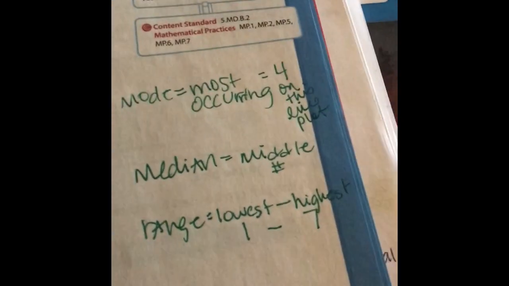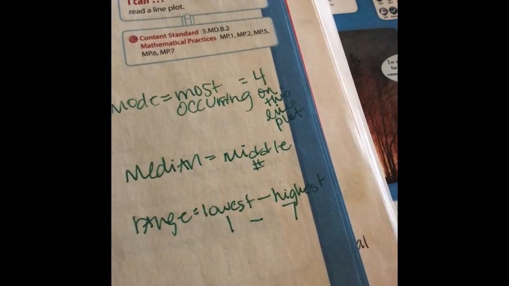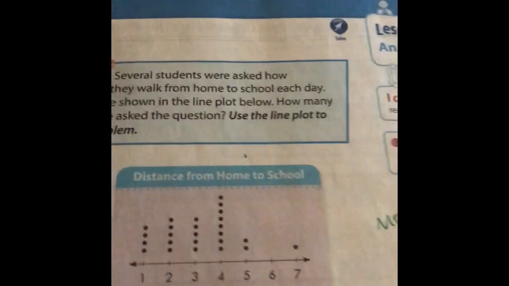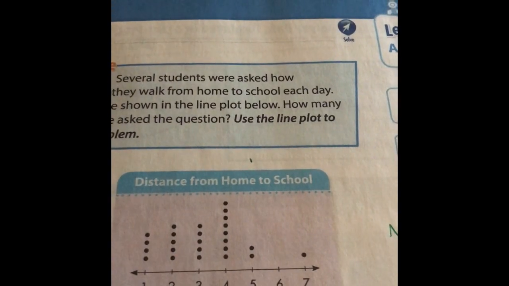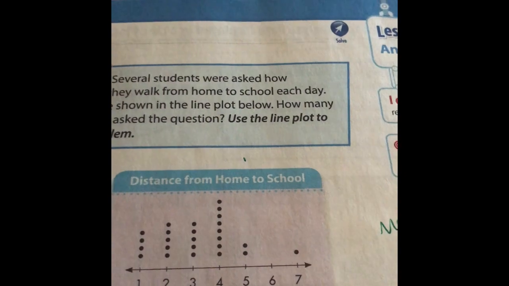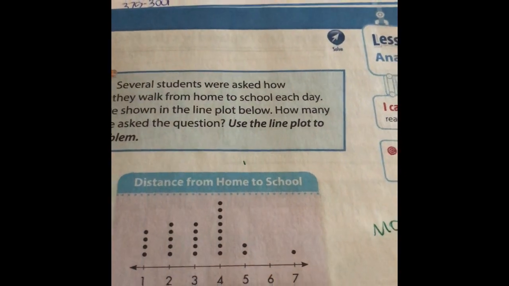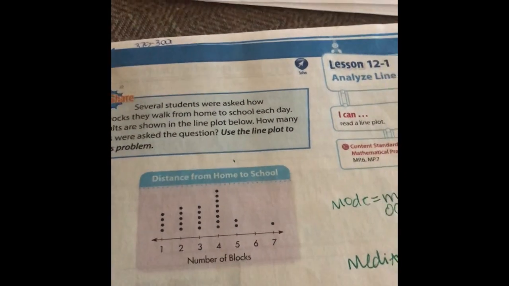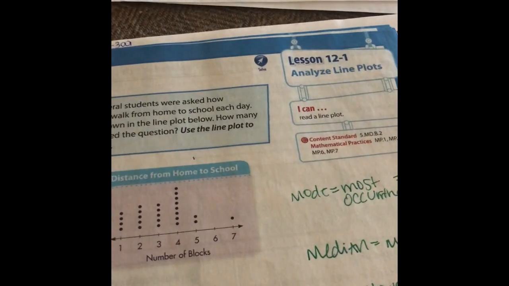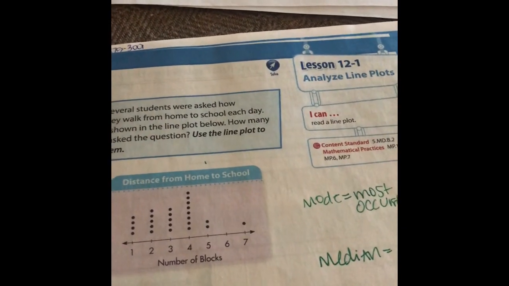And then range is from your highest data point to your lowest data point. On this line plot right here, it would be a 1 to a 7. So your range would be 6 because 7 minus 1 is 6. Okay, and this thing is seriously still thinking. Come on.